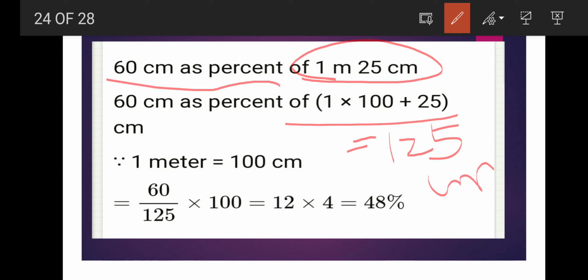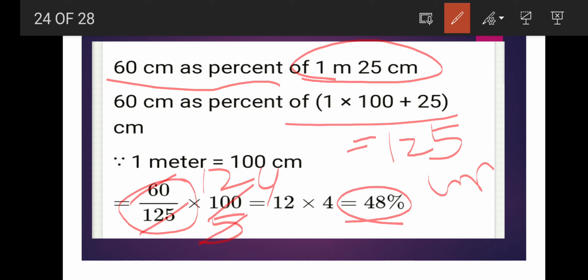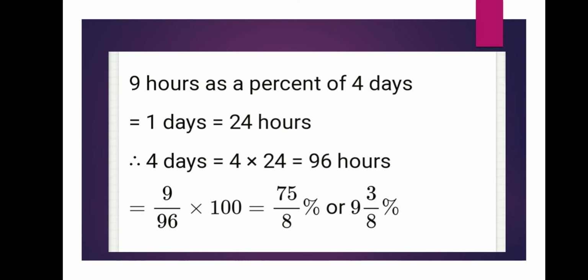So 60 centimeter as a percent of 125 centimeter. Okay, now the units are same. So 60 by 125 into 100, and like this you can do. 25 4s are 100, 25 5s are 125, and then here 12, and then 12 into 4, 48% is the answer. Clear?